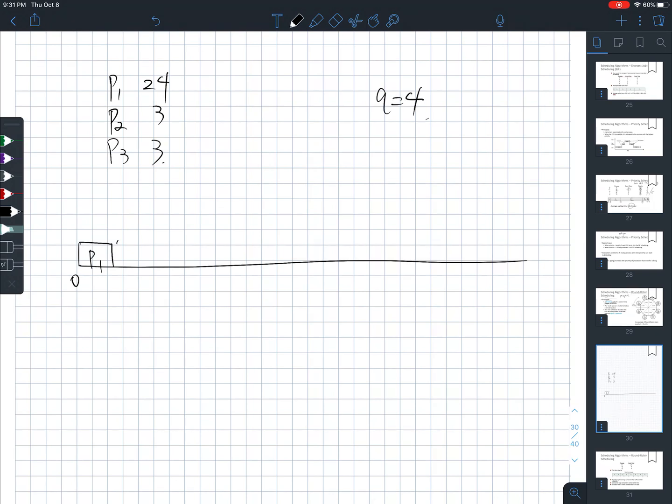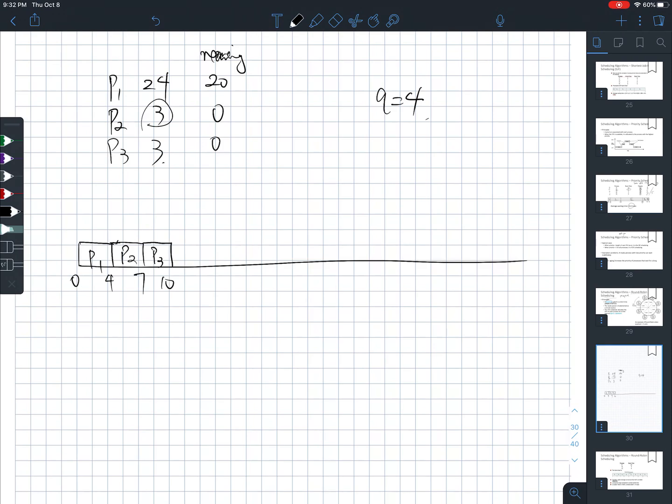This is because the quantum size is 4. Even though P1 is not finished, it can only grab the CPU for 4 milliseconds. The remaining time of P1 is 20. Then we allocate the CPU to P2. Because P2 only needs 3 milliseconds, we let P2 grab the CPU for 3 milliseconds, and it releases the CPU at time 7. The remaining time is 0, so P2 finishes its CPU burst. Then we allocate the CPU to P3. Again, it only takes the CPU for 3 milliseconds and finishes at time 10.